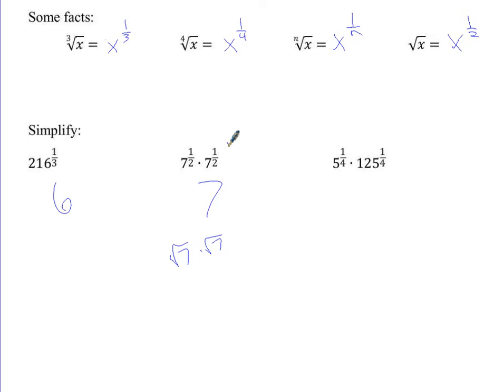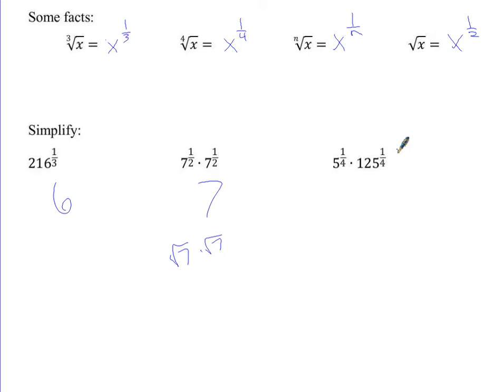It's a fraction exponent. Okay, now this last one, 5 to the 1/4 power times 125 to the 1/4 power. Did you enter it into your calculator already, so you know it's 5? Oh, that's a lot. That's too much.